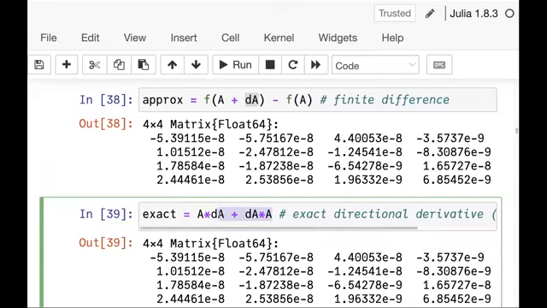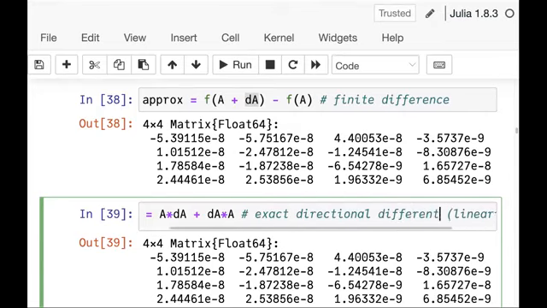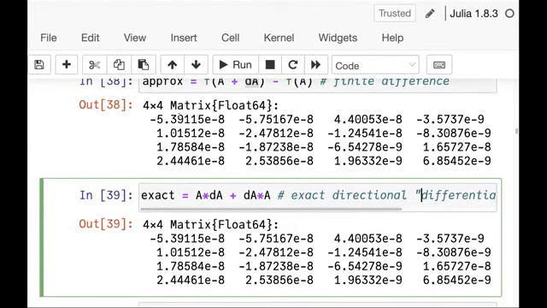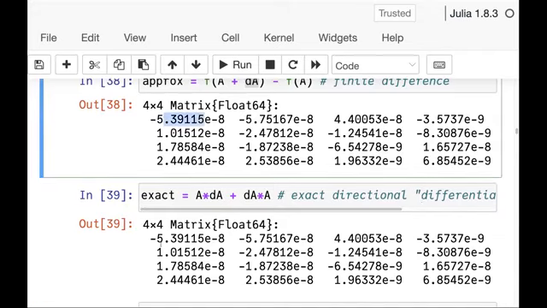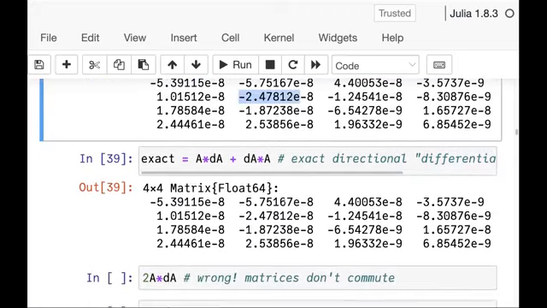This is the df, right? This is not the derivative. I should say maybe the directional differential, right? So it's not the derivative. It's the derivative operator acting on dA, right? And you can already see just to the eye, this kind of matches, right? It looks like it's pretty good, right? There's the number, and so forth.